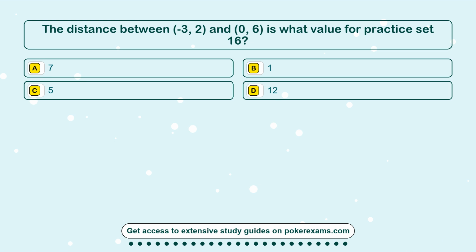Question 16. The distance between -3, 2, and 0, 6 is what value for practice set 16? Option A 7. Option B 1. Option C 5. Option D 12.